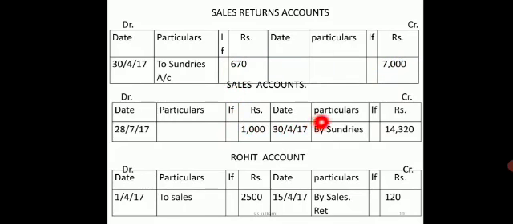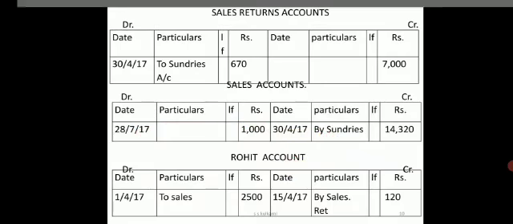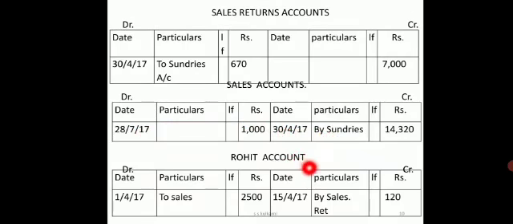Next you are having sales account. In sales account you are having the returns, that is the total sales which we have done is 14,320. So this 1,000 has nothing to do, it is related to the previous one, so nothing is to be done. Next you are having Rohit account.